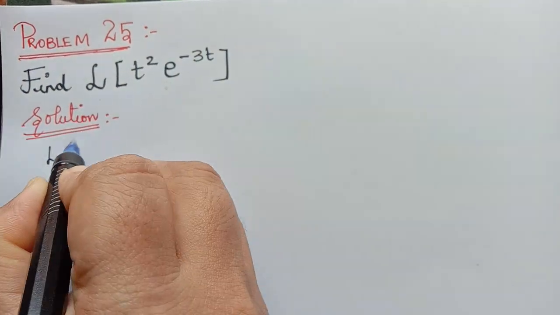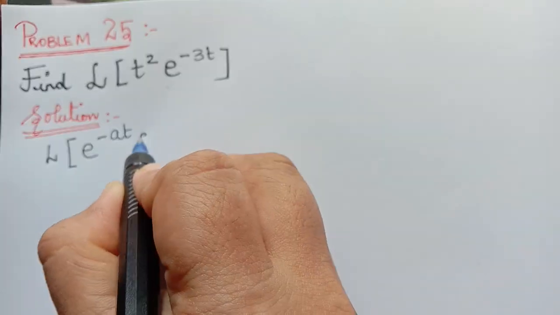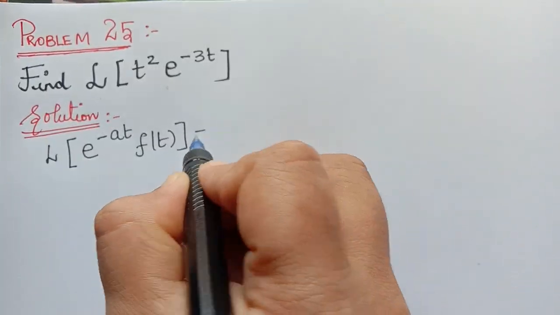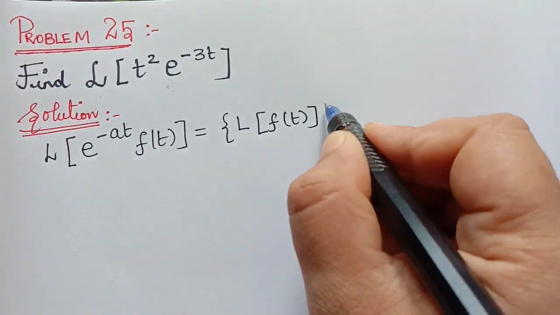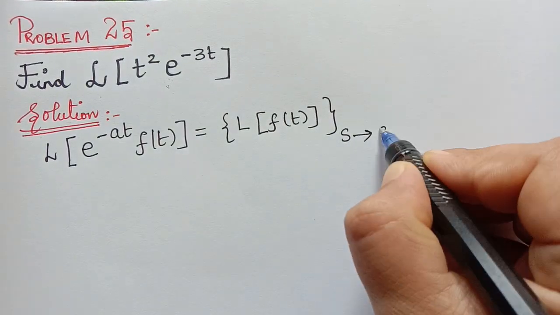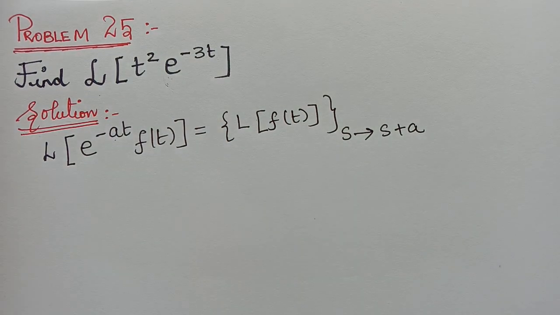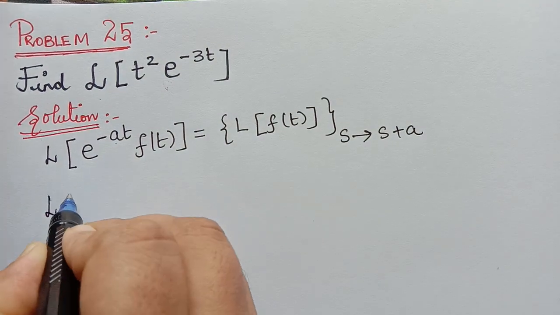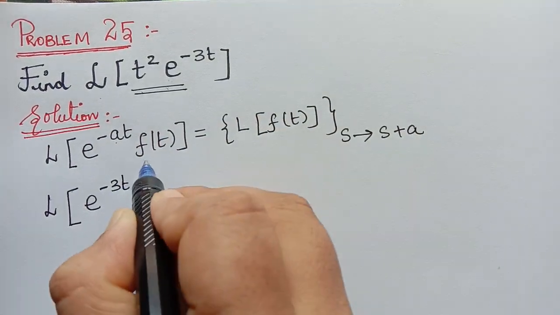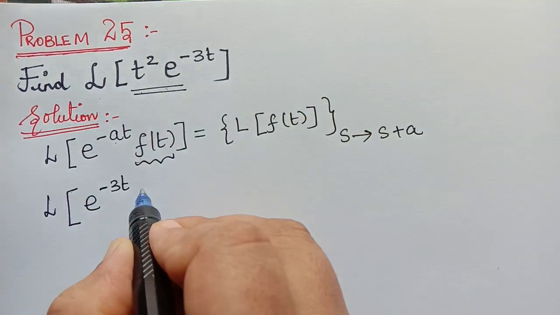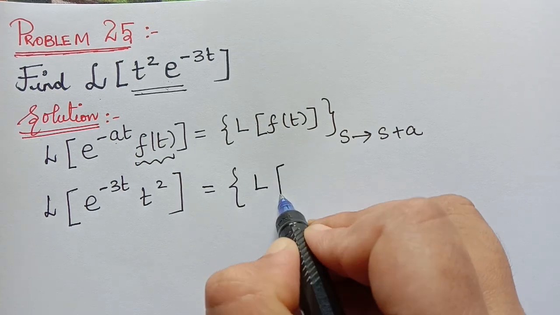So we know that according to the first shifting theorem, Laplace transform of e to the power negative at f of t is equal to Laplace transform of f of t, where in the solution we have to replace s by s plus a. Because we have negative a here, we have to replace it by s plus a. So applying this theorem to our given question, we shall rewrite this. We will write it as e power negative 3t, and at the place of f of t, we have t square over here. And so that will be equal to Laplace transform of f of t.